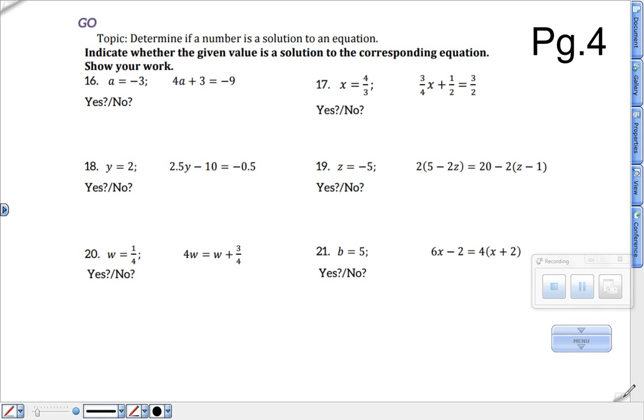For these problems, pretty simple. Just take that value that they're giving you, plug it in. Everything else remains the same, only that variable that you're plugging in changes. And then do the math and see if it's a solution. If you get two equal numbers, that is a yes, it is a solution. So here we go.